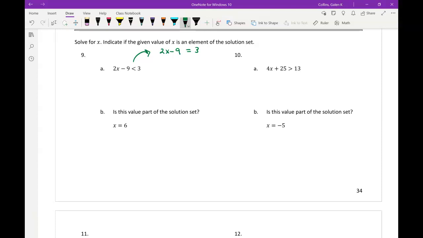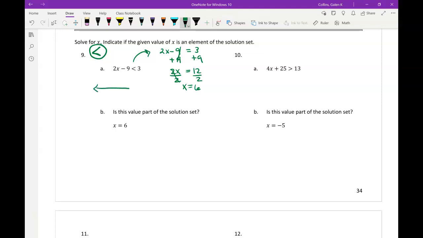So I'm also going to write my inequality symbol out to the side so I don't forget about it. Okay, now using the properties of equality, I know the addition property tells me I can add the same number to both sides. So on the left, I get 2x, and on the right, I get 12. And then the division property tells me I could divide both sides by the same number, so I get x equals 6. But remember, x does not equal 6 because we're not actually solving the equation.